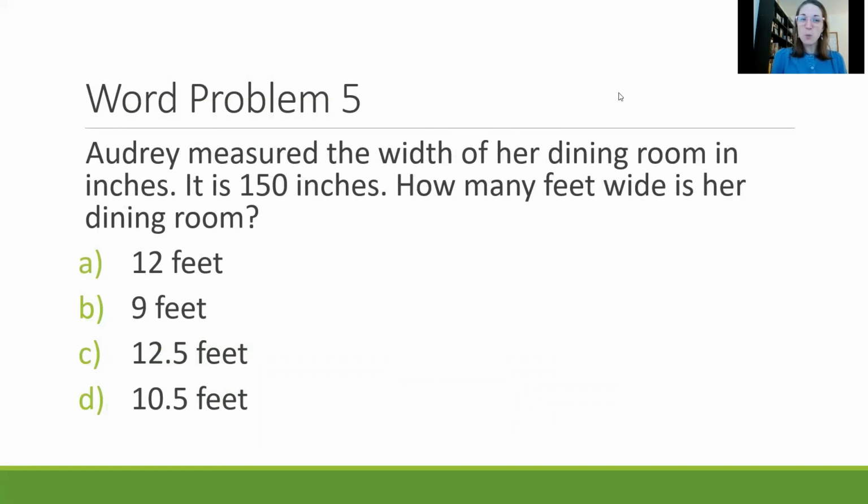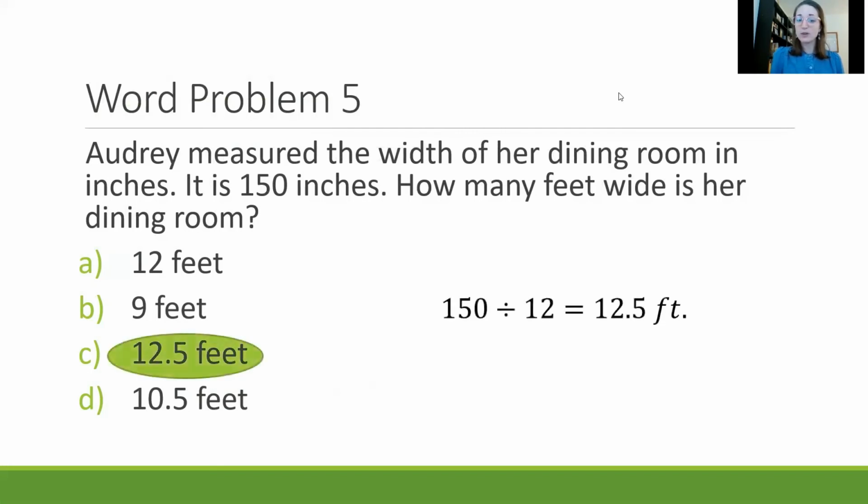For our last one, word problem 5, we have Audrey measured the width of her dining room in inches. It is 150 inches. How many feet wide is her dining room? So this is a conversion problem. We need to think about how many inches are in 1 foot. So we know that there are 12 inches in 1 foot. So if we divide 150 inches by 12, that tells us that we'll have 12.5 total feet. So the dining room is 12.5 feet wide.